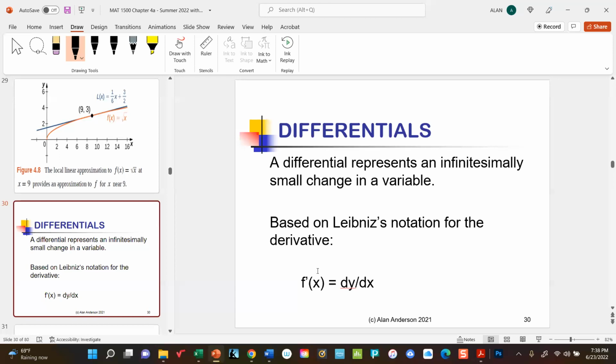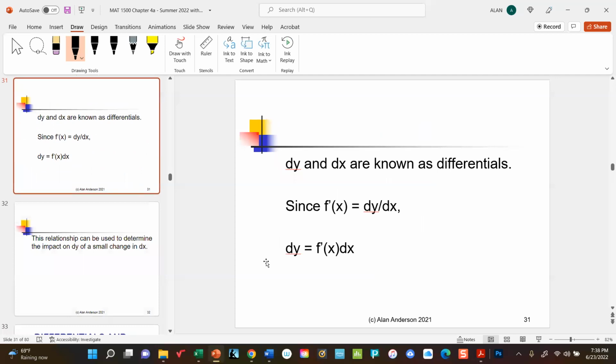But anyway, we're going to use this notion of dy dx, but the dy and the dx are referred to as differentials. You can think of a differential as an incredibly small change in a variable. In fact, you can think of it as a limit. As the delta y keeps getting smaller and smaller, it converges to what we call dy. Dy is the differential. Think of it as an instantaneous change in y.